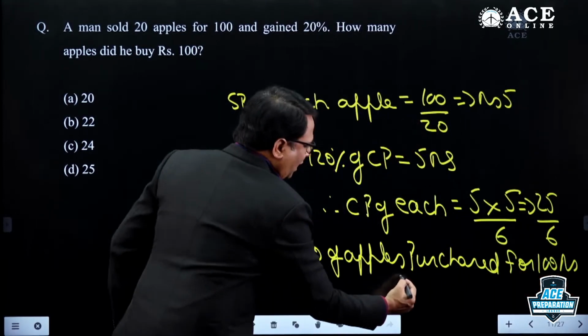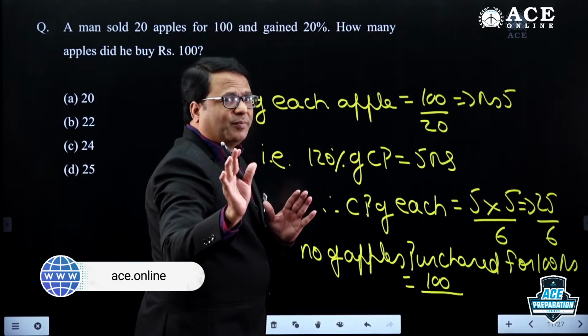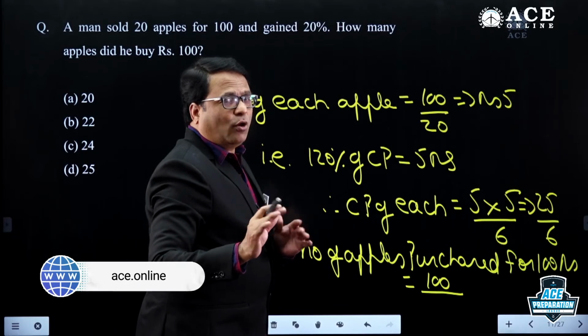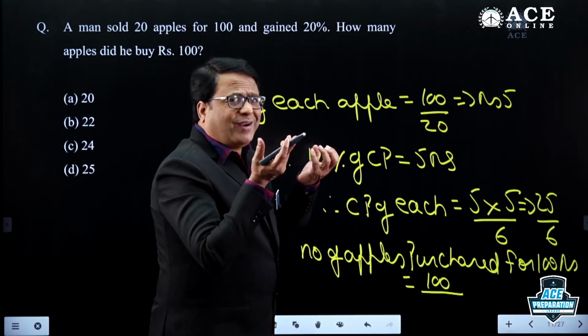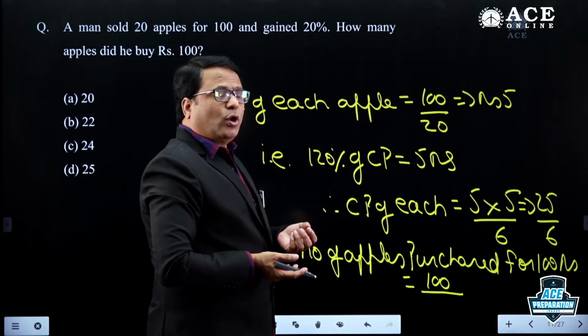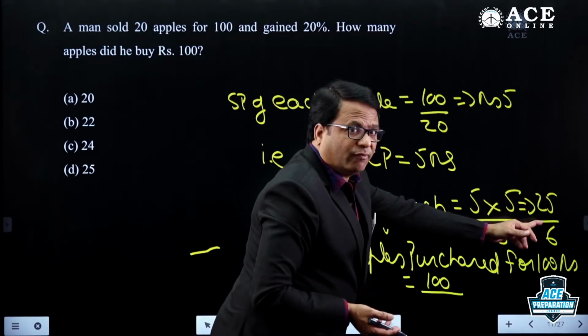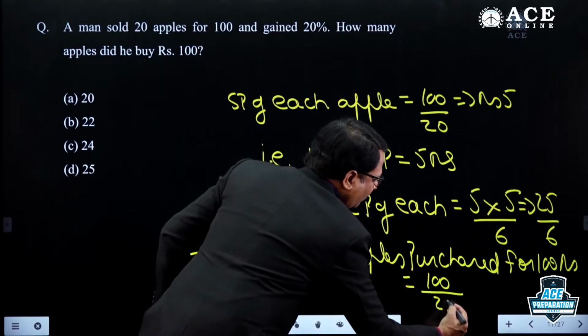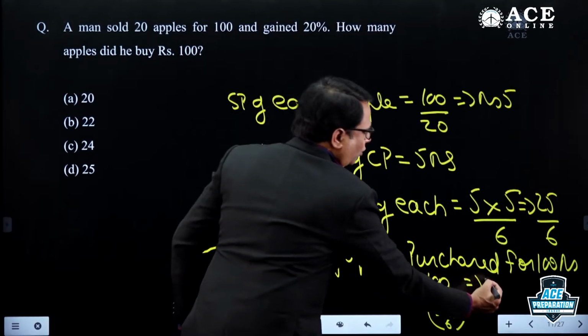How do you get that? 100 divided by cost of each apple. You have to divide 100 by cost price of each apple. And we already calculated the cost price of each apple. How much is that? 25 by 6. So 100 divided by 25 by 6, that will give you 24.